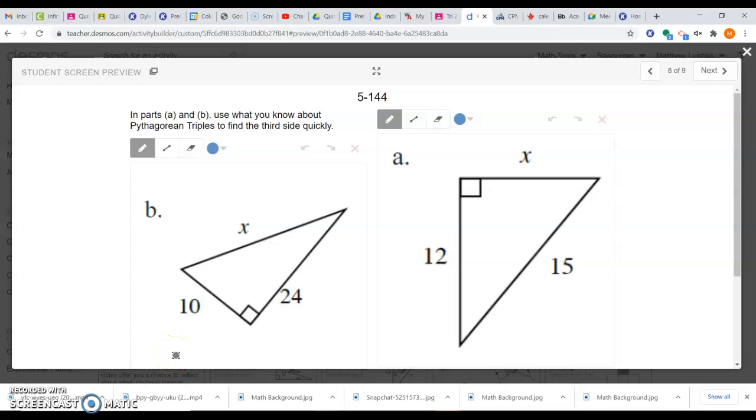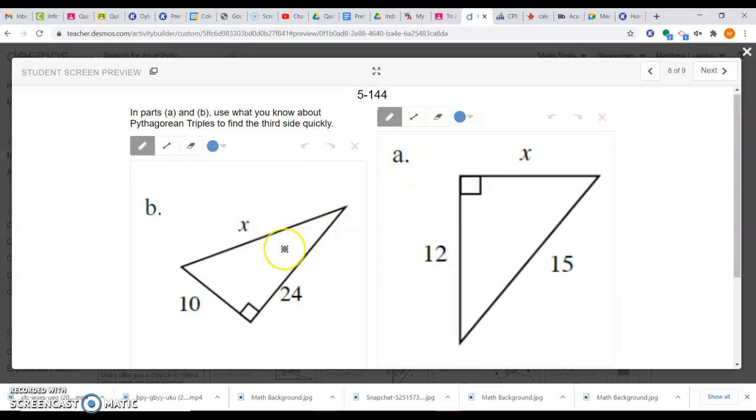Alright, here is my video guide for problem 5-144 in our chapter 5 closure. What this problem is doing is having us work with our Pythagorean triples and notice Pythagorean triples in triangles to help us solve for missing sides quicker than just using the Pythagorean theorem.